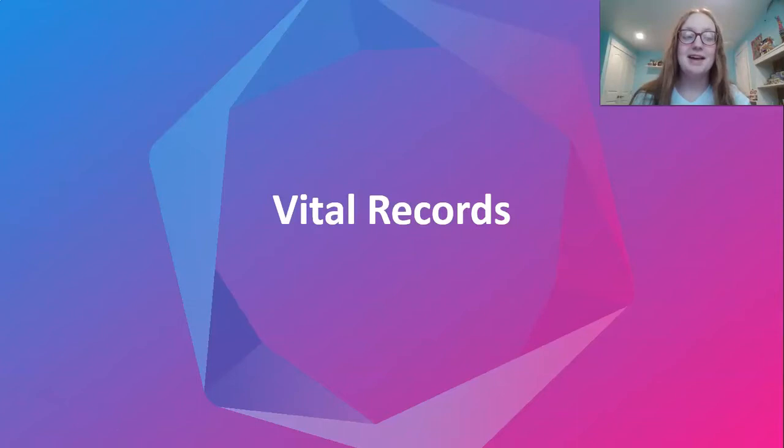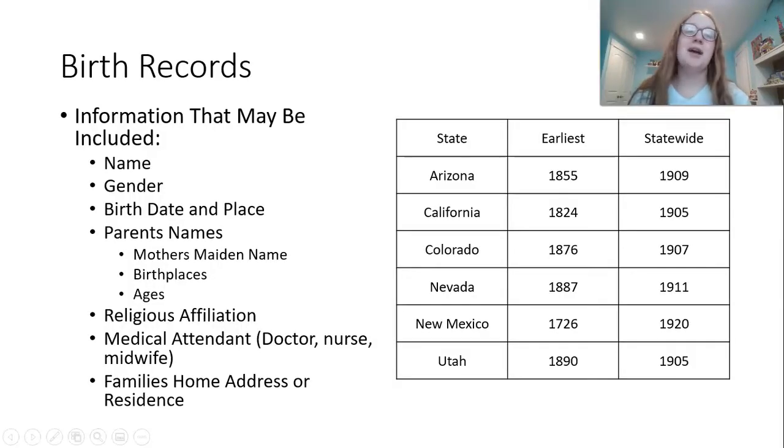The first one you need to know about is vital records. The first type of vital record is birth records. So why might you use birth records? They may include names, genders, birth date and place, parents' names, which might include the mother's maiden name, the parents' birthplaces, and ages. So this could get you back another generation and give you additional information about the person you're researching. The birth record may also include religious affiliation, whoever the medical attendant was, whether it was a nurse or a doctor or a midwife. And it also may include the home address or residence of the family.